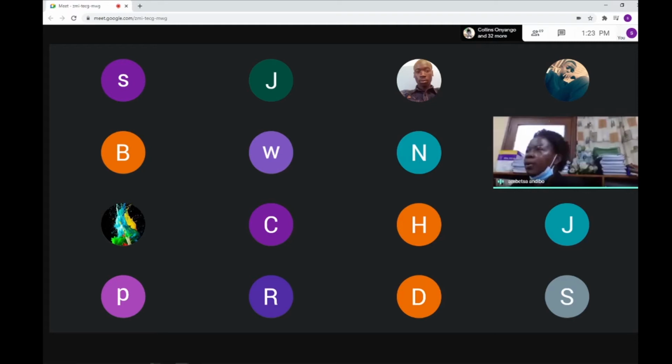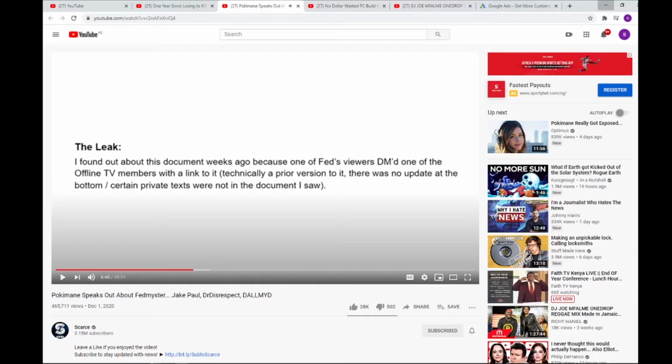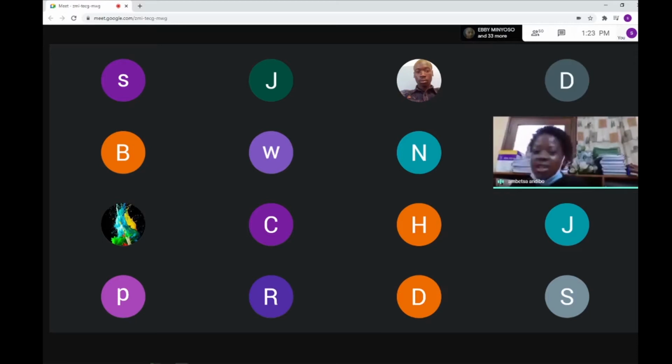What should be included in the notice? You must have a date, a time, and the place, the venue for the meeting. Then we've gone to the purpose of notice.